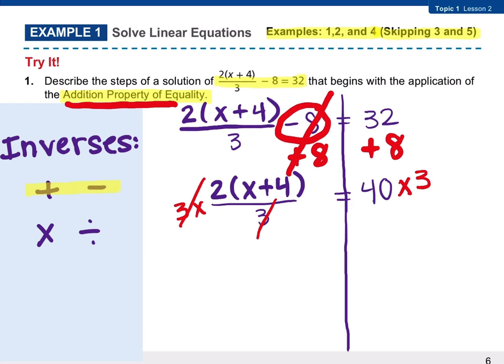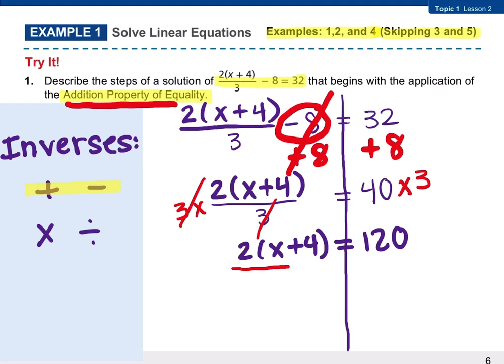They cancel out anyways. And now I'm left with 2x plus 4. And that's equal to 40 times 3, which is 120. 4 times 3 is 12 with that extra 0. So again, I have more than one option, but I have this multiply by 2 out in front.